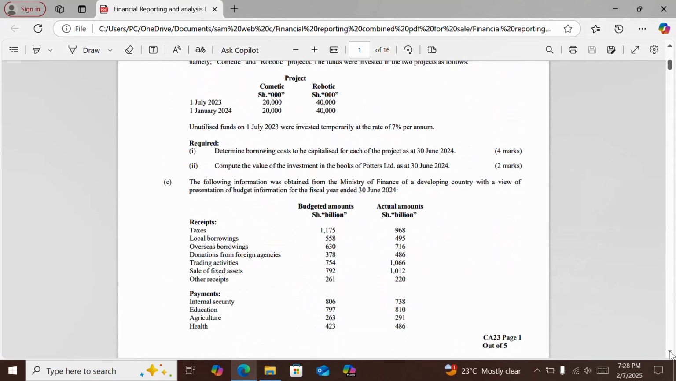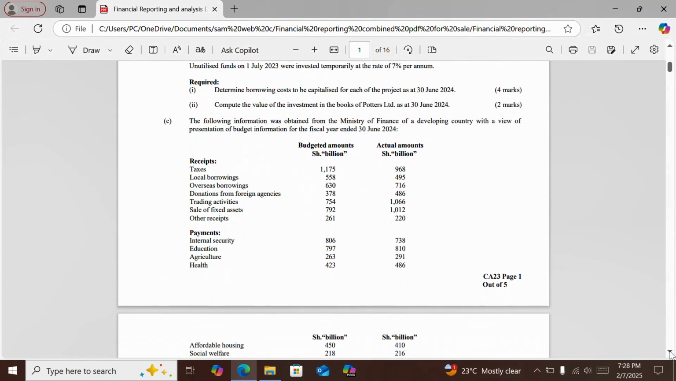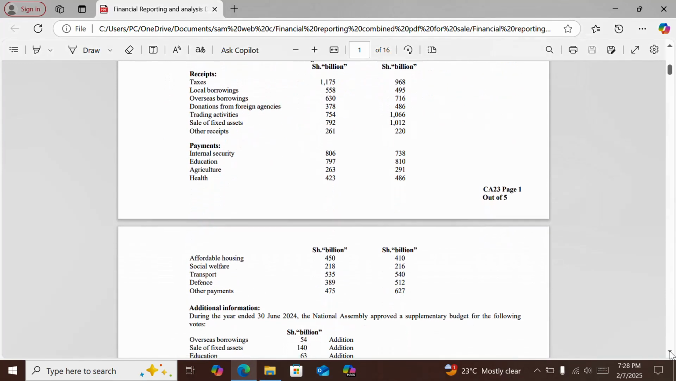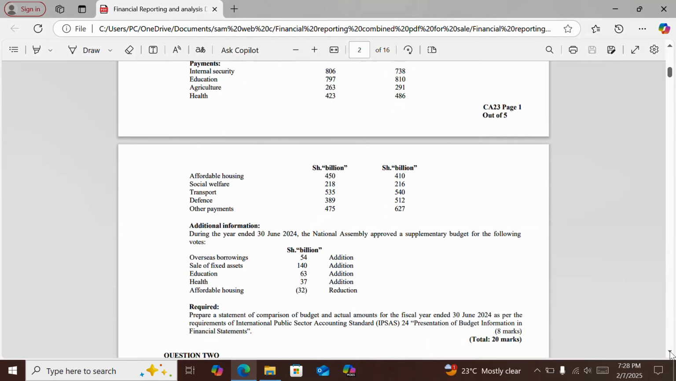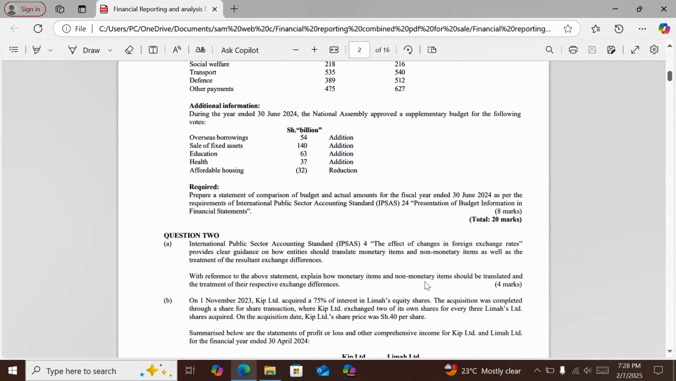Then we go to part C. Part C, you have been given a budget, the budgeted amount and the actual amount, and some additional information. So it required you to prepare a statement of comparison of budget and actual amounts for the fiscal year ended 30th June 2024 as per the requirement of International Public Sector Accounting Standard IPSAS 24, presentation of budget information in financial statements.